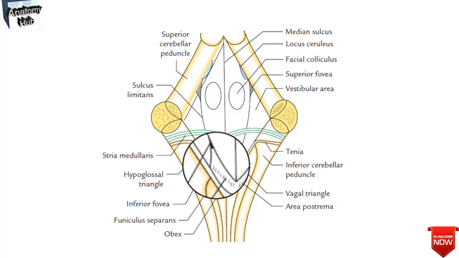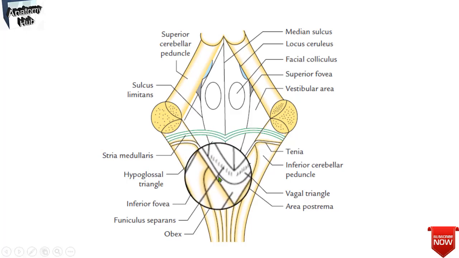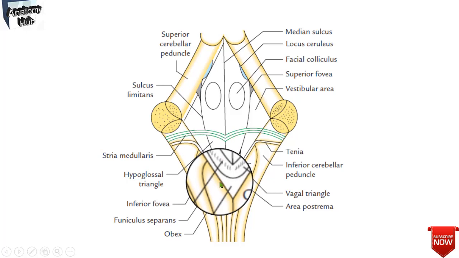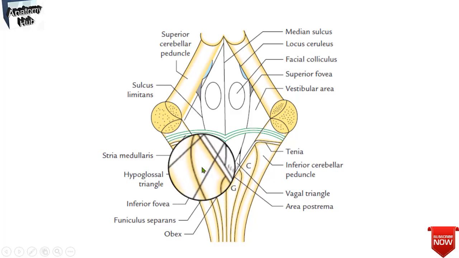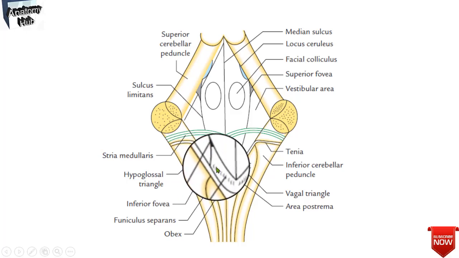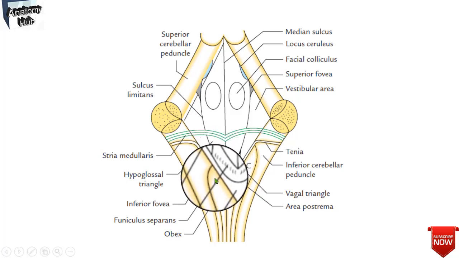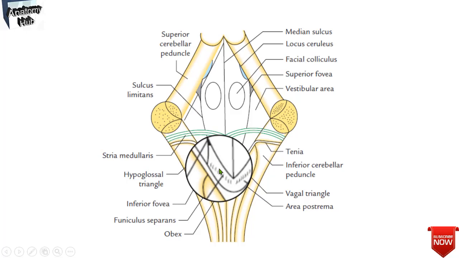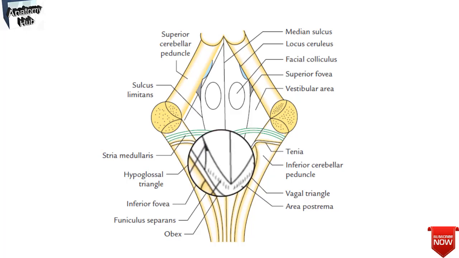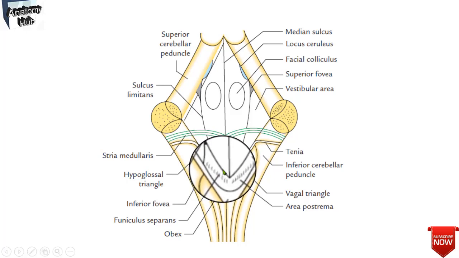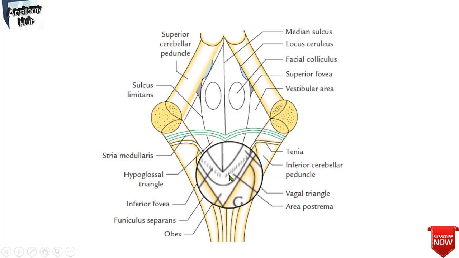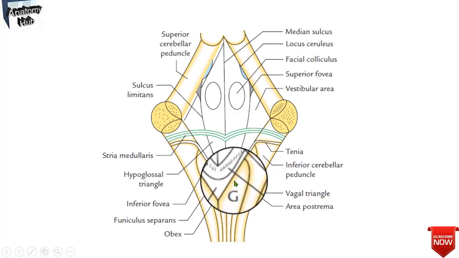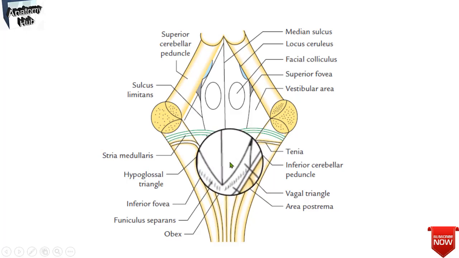Laterally, between the vagal triangle that is above and the gracile tubercle that you can observe here. So this is your gracile tubercle and this is your cuneate tubercle. In between the gracile tubercle and the vagal triangle there is a small area. This area is called the area postrema. So this is your area postrema, between the gracile tubercle and the vagal triangle.